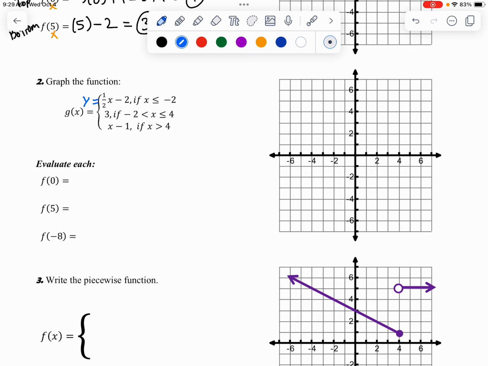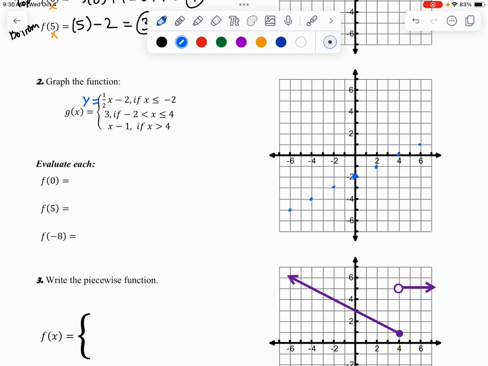Start with that top equation. Y equals 1/2 x minus 2. So I'm going to go to negative 2, put a dot there for my y-intercept. Slope is up 1 to the right by 2, positive slope. I'm going to put all the dots that I can fit onto my graph paper on here. I don't know at this point which ones I'm using.